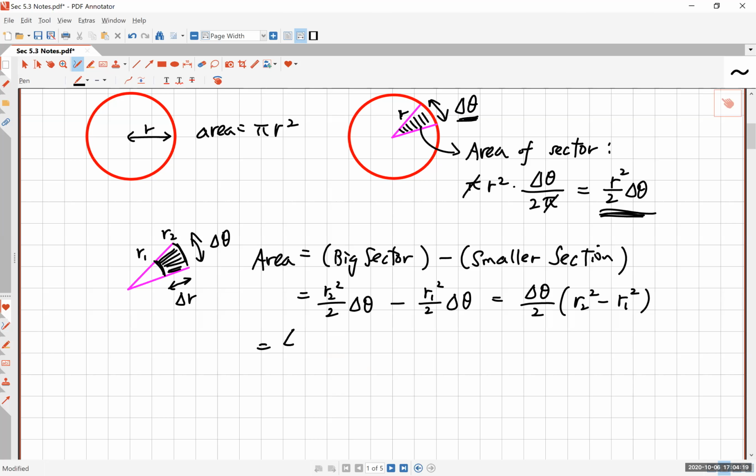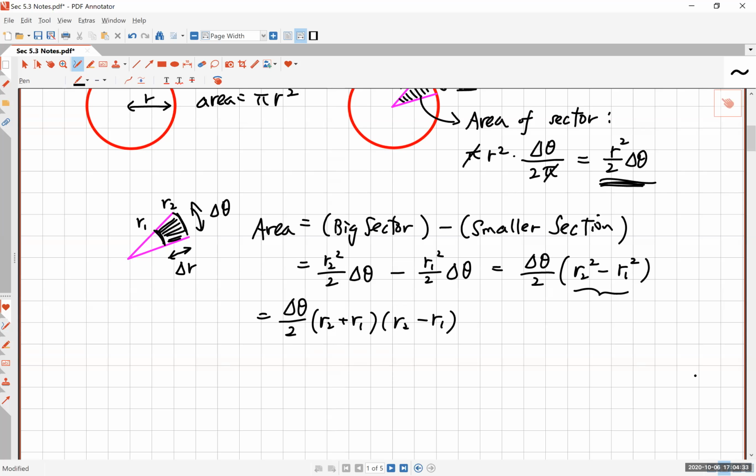All right, watch what happens. Our algebra tells us something wonderful, right? Because you have the difference of two squares. This is simply R2 plus R1 times R2 minus R1, okay, right? So that's nice.